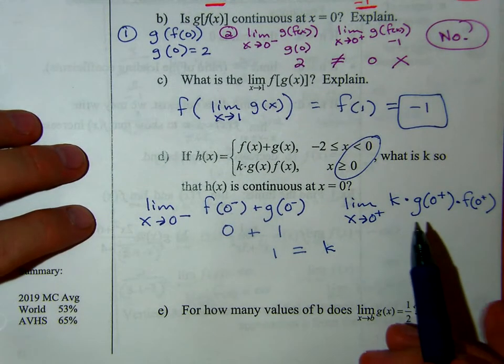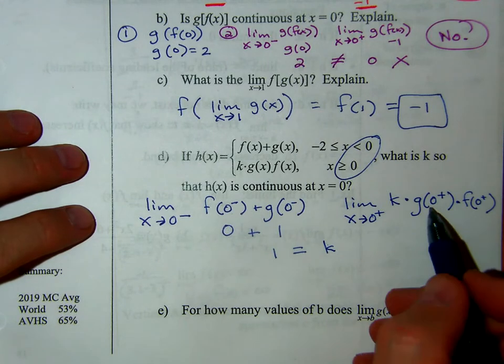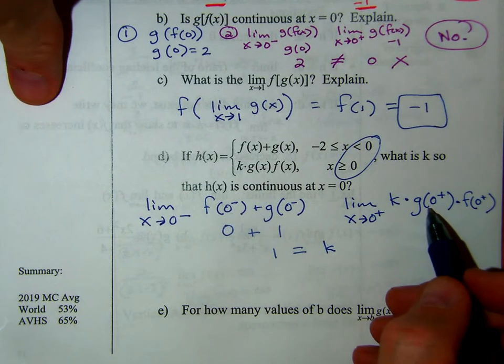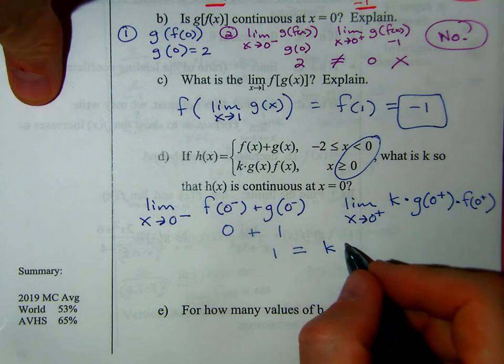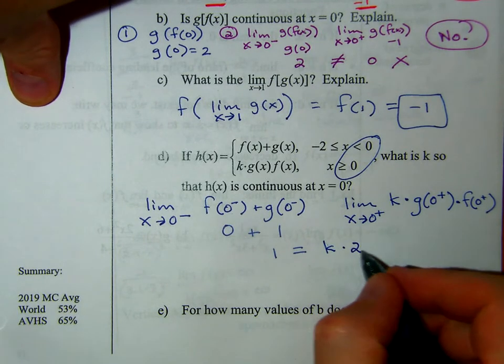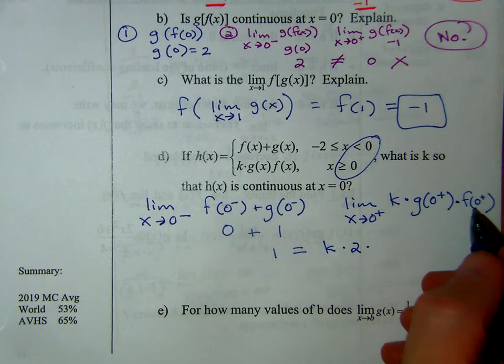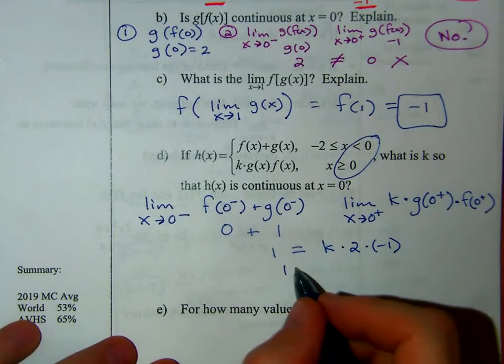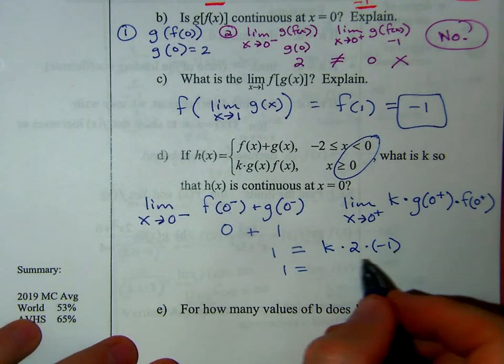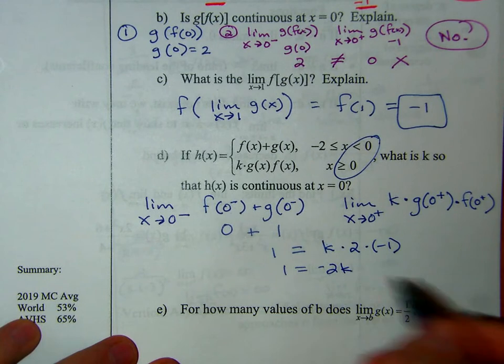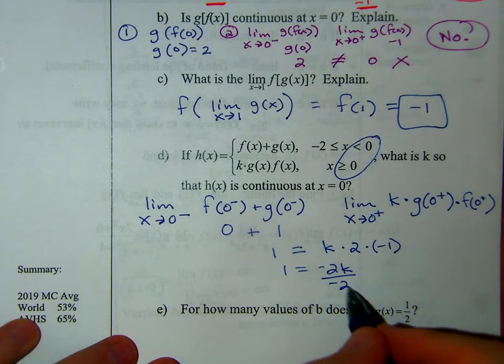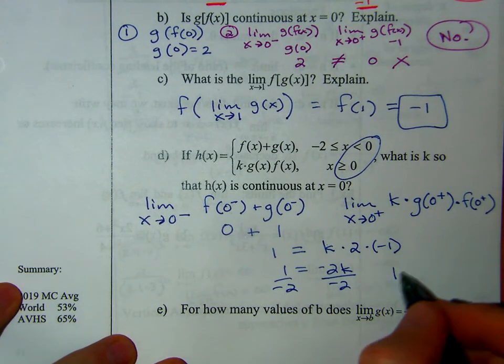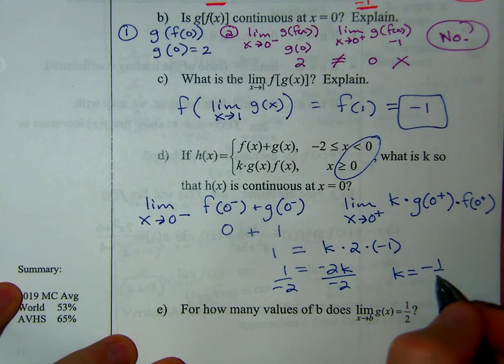So g of 0 from the right was 2. We talked about that before. So that's going to be times 2, and f as x approaches 0 from the right is -1. So that's going to be -2k, divided by -2. So k equals -1/2. All right.